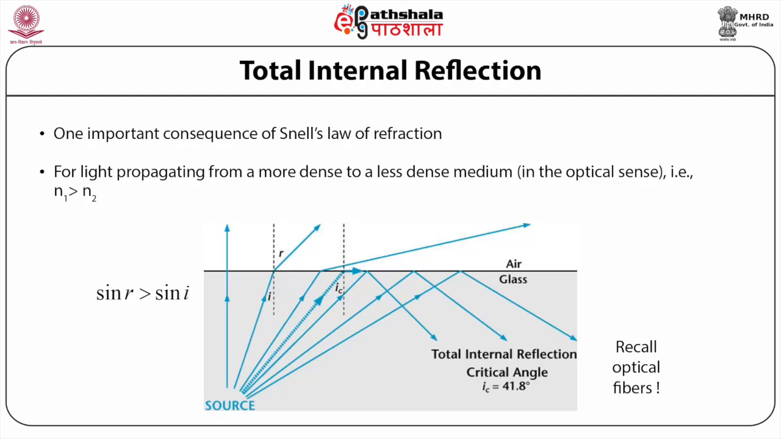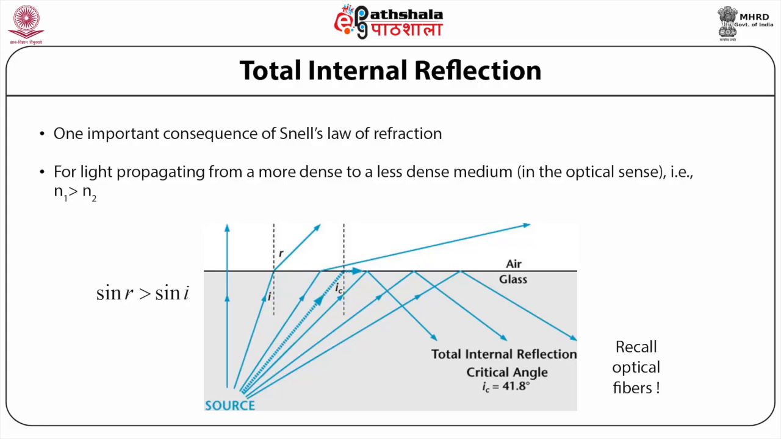For example, if you have an interface between air and glass, glass has a refractive index of about 1.45 or so. So the light which is traveling through glass, for incident angles larger than the critical angle, which happens to be around 42 degrees, will just be confined in the glass itself. And this special property is very much used in optical fibers, and these days they are used for optical communication, for example.